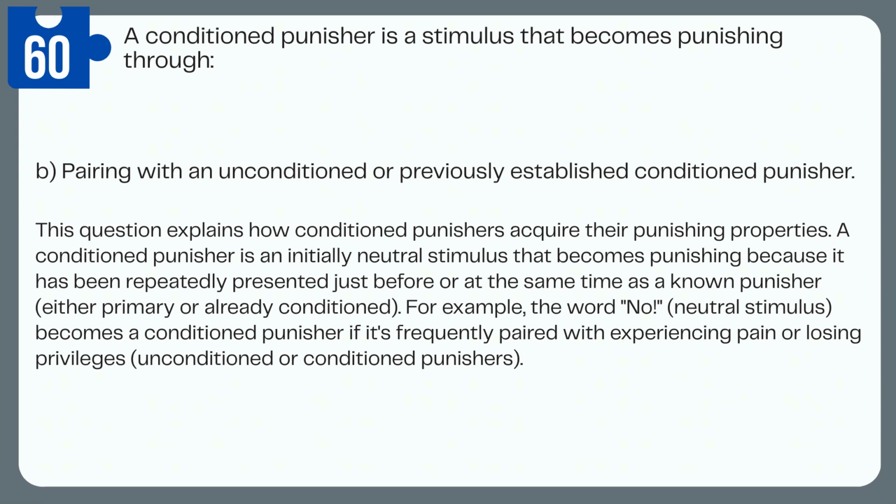This question explains how conditioned punishers acquire their punishing properties. A conditioned punisher is an initially neutral stimulus that becomes punishing because it has been repeatedly presented just before or at the same time as a known punisher, either primary or already conditioned. For example, the word no, a neutral stimulus, becomes a conditioned punisher if it's frequently paired with experiencing pain or losing privileges. Unconditioned or conditioned punishers.